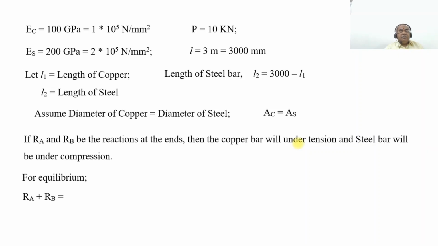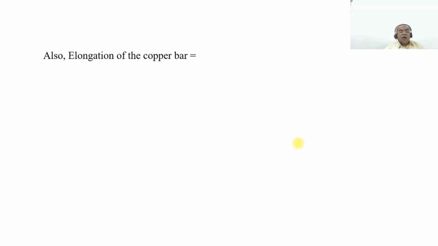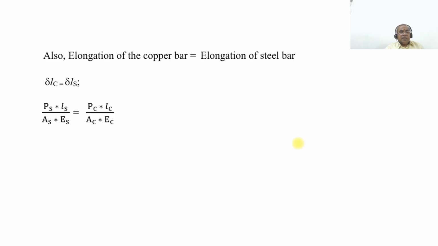So what is the equilibrium of the bar? RA plus RB will be equal to 10 into 10 to the power of 3 Newton. As the bars are carrying equal loads, RA will be equal to RB, which is equal to 5 kilonewton. Also, the elongation of the copper bar will be equal to the elongation of the steel bar. So delta LC will be equal to delta LS. Delta LC is nothing but PC into LC by AC into EC, equal to delta LS, which is PS into LS by AS into ES.